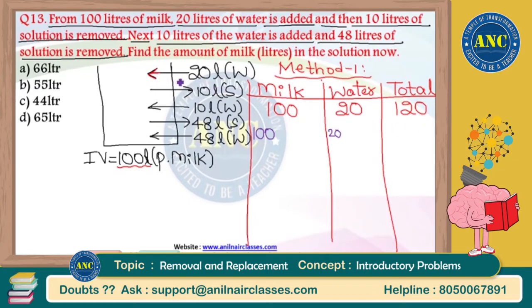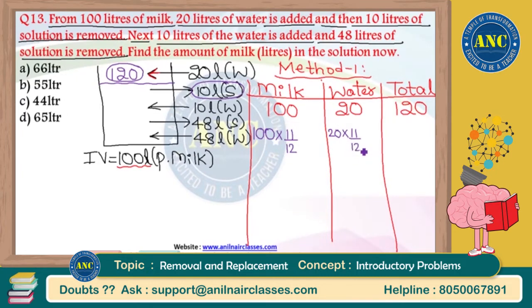Out of this total 120, that means at this present situation, totally 120 liters is present inside. 10 liters of solution out of 120 liters of solution is removed. 10 out of 120 is 1 by 12 removed. Remaining inside is 11 by 12. Remaining inside is milk, and water also remaining inside is 11 by 12 into 20.